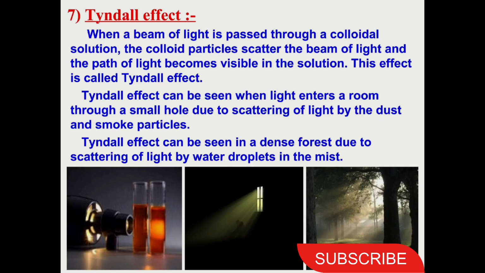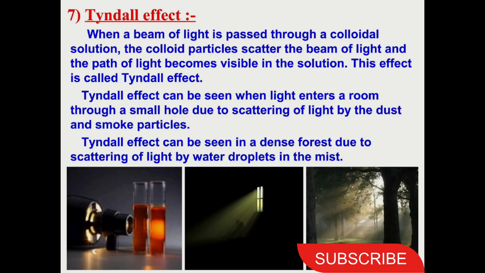Now the third image is about the Tyndall effect. When a beam of light is passed through the suspension in the test tube, we can see the scattering of the beam of light clearly. So that is known as the Tyndall effect. Now we are going to discuss the Tyndall effect. When a beam of light is passed through a colloidal solution, the colloid particles scatter the beam of light and the path of the light becomes visible in the solution. This effect is called the Tyndall effect.